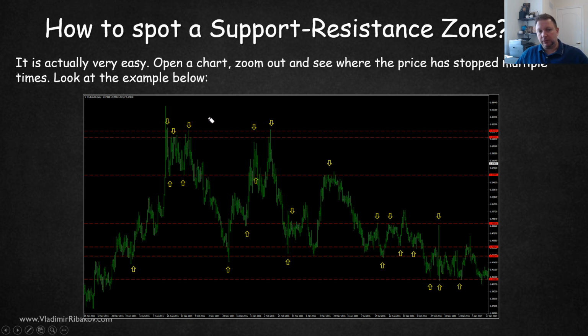You want to zoom out, and you do want to see where the price was holding a few times. The more it did, the stronger the value of this level, the better the chances there will be a reaction from it. You can see how many times it resisted here. Now again, not a one-time appearance, but several appearances.